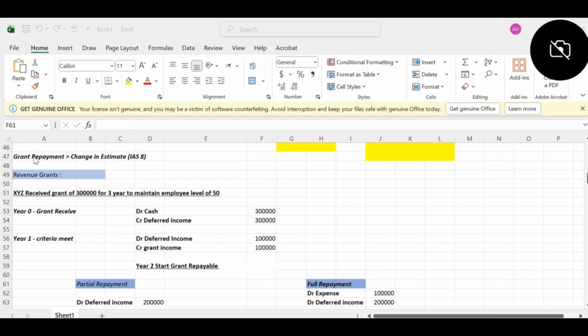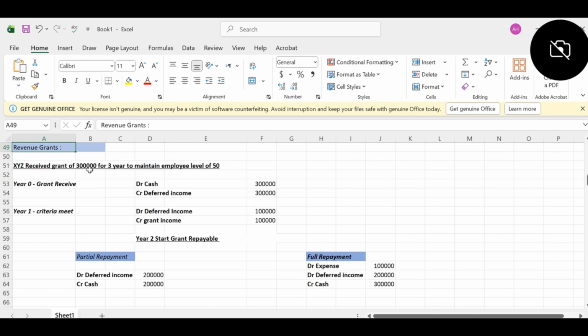Okay, here we have a grant repayment concept in a revenue grant. XYZ received a grant of 3 lakh for 3 years to maintain an employee level of 50. So in year 0, XYZ received the grant, and they record it simply by debiting cash and crediting deferred income with a 3 lakh value. And in year 1, the criteria were met, so they record the income by crediting grant income with the 1 lakh amount and debiting deferred income with the 1 lakh amount.